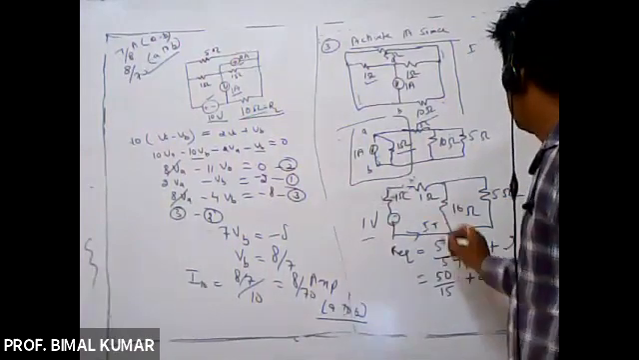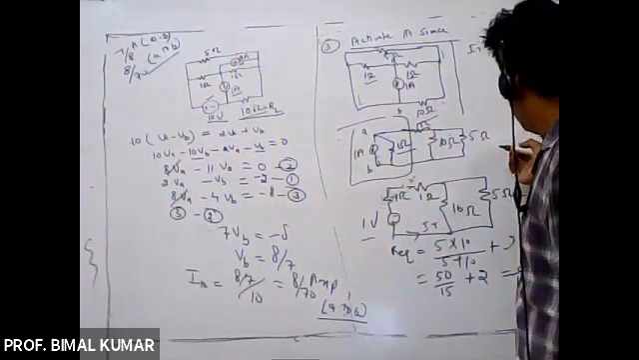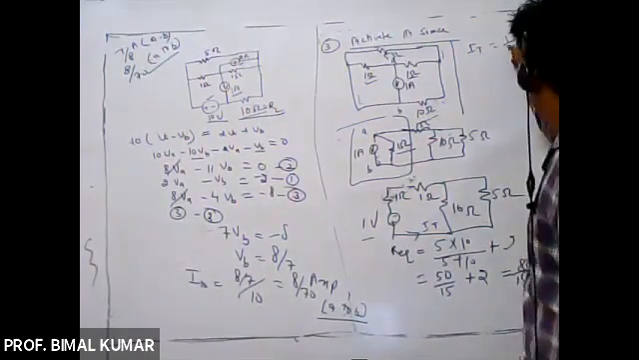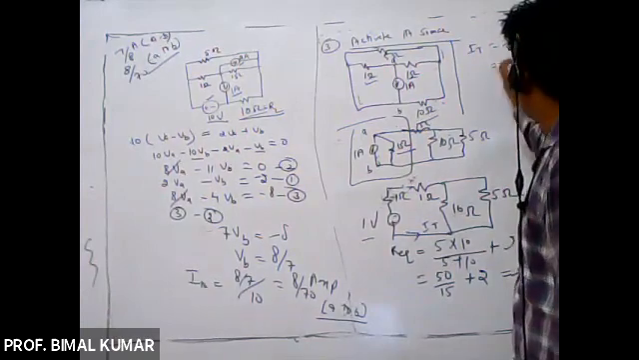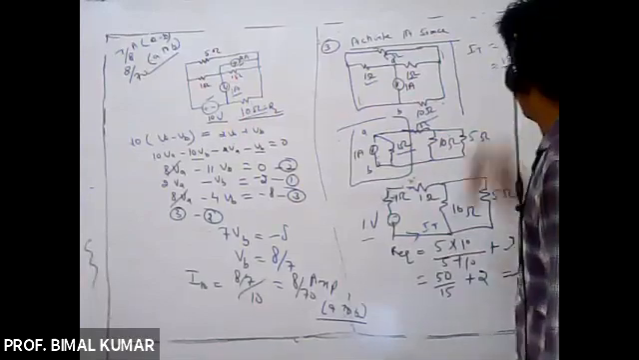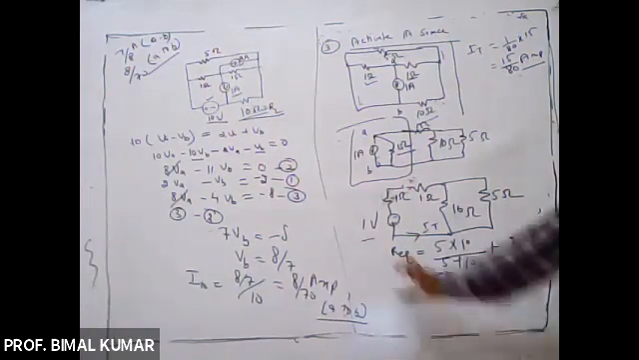I total is equal to V by R equivalent. So 1 upon 80 by 15. So this will be 15 by 80 ampere. That will be the total current. 15 by 80 ampere is the total current supplied by this 1 volt source.